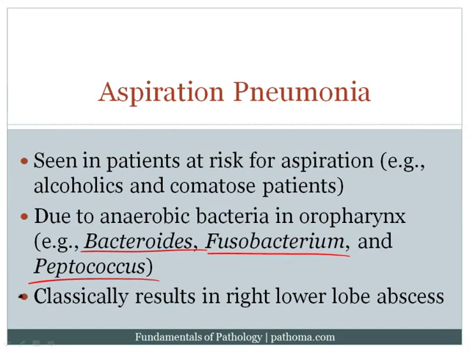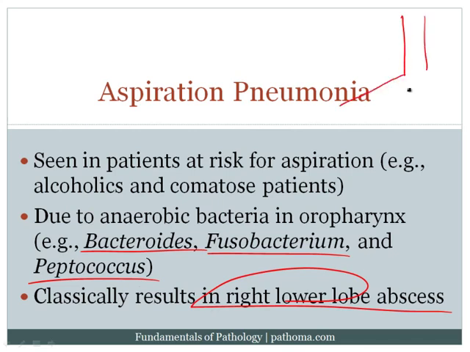Recall that when patients get aspiration pneumonia, the classic location is the right lower lobe, which then results in an abscess. The right lower lobe is the classic location because anatomically the right mainstem bronchus branches at a less acute angle than the left. So if this is the main airway and you're looking at the branch, this is the right and the left is, for example, like that. It's much easier to go down the right than it is to go down the left, which then results in a right lower lobe abscess.